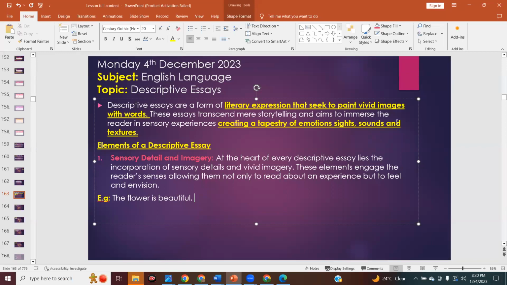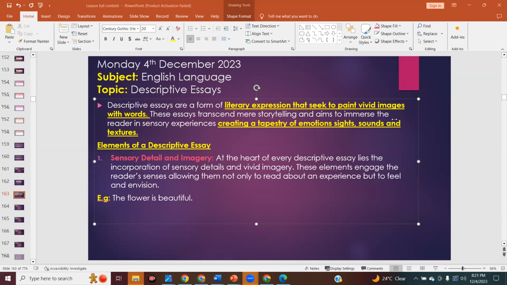The flower is colorful, glowing vibrantly. That sentence is missing something. It doesn't make sense. No, that needs some work. The flower is beautiful for its rosy red petal and its sweet smell. That sentence doesn't make sense. The flower is beautiful because the rain came down. I made its petal very.